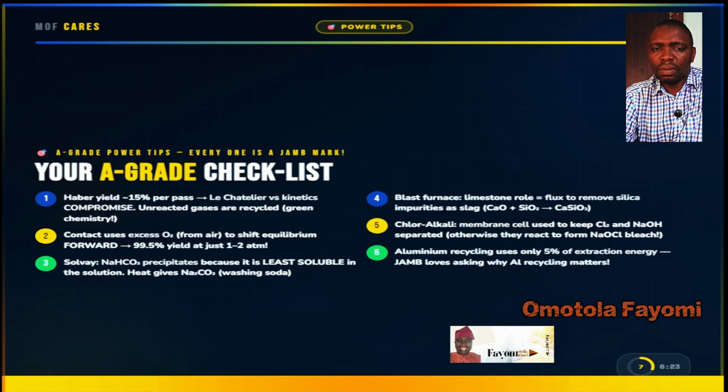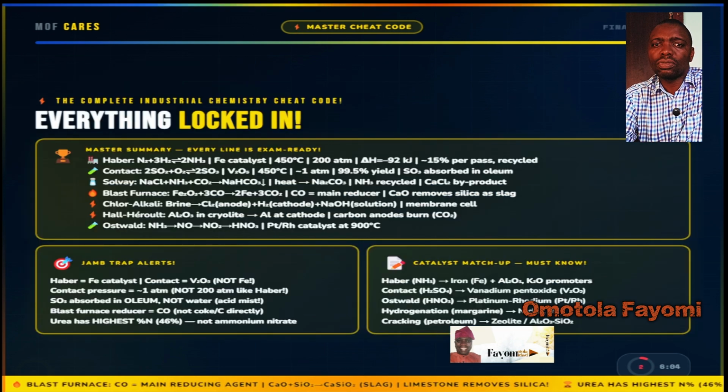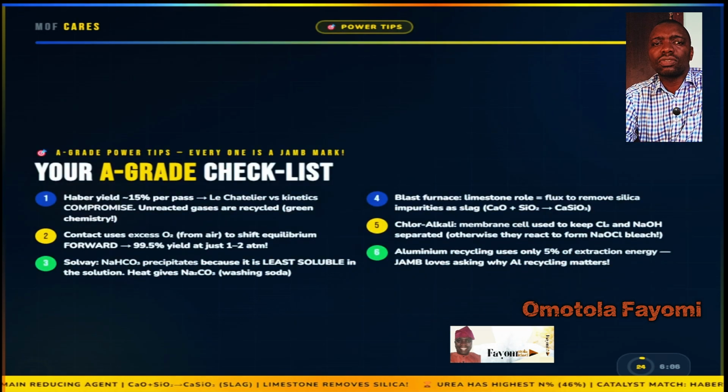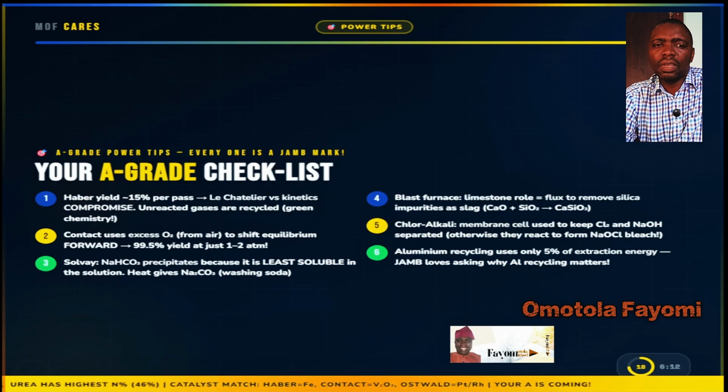Number 3 is that in the Solvay process, sodium hydrogen carbonate precipitates out because of its relatively low solubility compared to the other salts in solution, sodium chloride and ammonium chloride. This selective precipitation is the key separation step that makes the process economically viable.